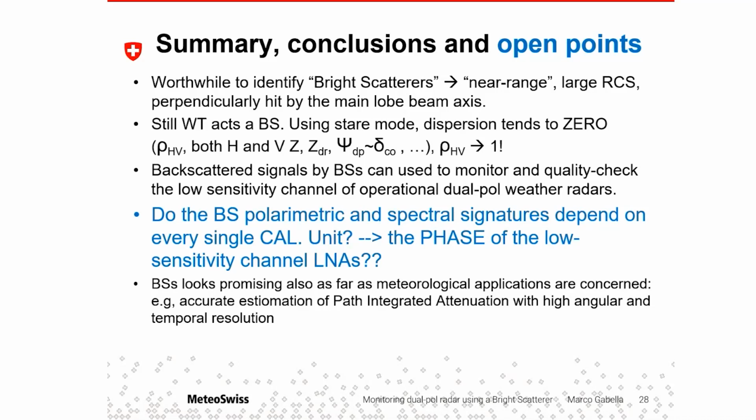And of course, thanks to the fact that we had this campaign, we could prove that part of the dispersion of the fluctuation of the polarimetric signature is due, as expected, to the fact that the antenna is rotating. If the antenna is not rotating, you can get even smaller dispersion.